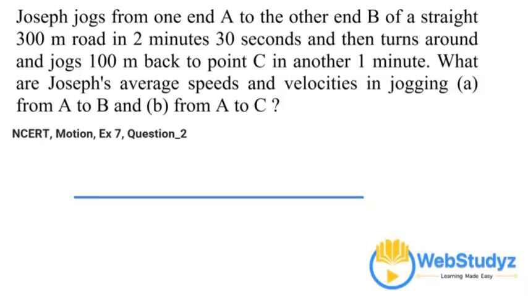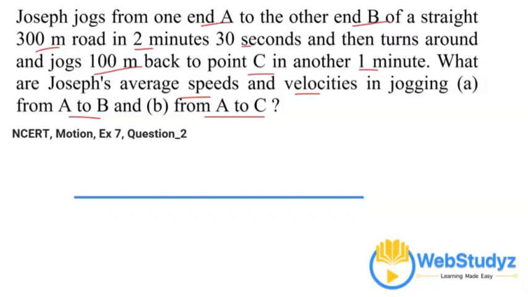Joseph jogs from one end A to the other end B of a straight 300-meter road in 2 minutes and 30 seconds and then turns around and jogs 100 meter back to point C in another 1 minute. What are Joseph's average speeds and velocities in jogging from A to B and from A to C?